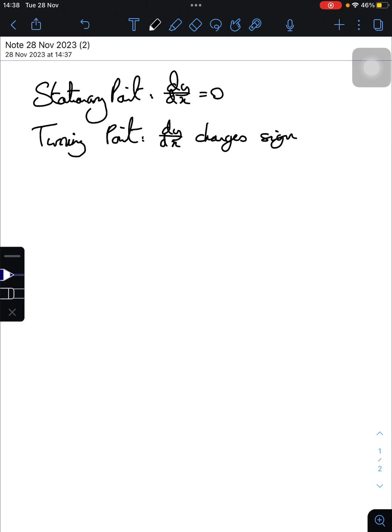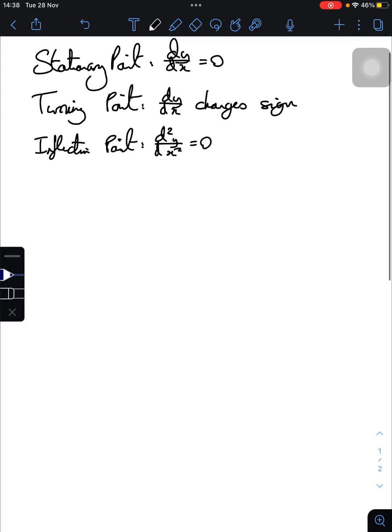And then the last one here is an inflection point. So an inflection point is where we have the second order differential, d squared y over dx squared, equal to 0. So let's look over some examples of where those are the same and where those are different.